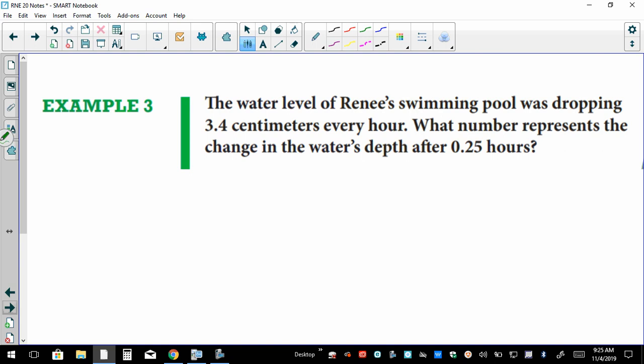Okay. The water level of Renee's swimming pool was dropping 3.4 centimeters every hour. What number represents the change in the water's depth after 0.25 hours? Which is how many minutes? 25. What? 25 minutes in a quarter of an hour? 15, right? So work on that, see what you come up with.